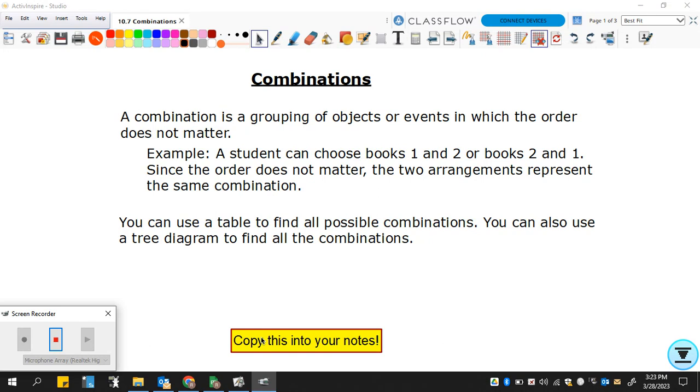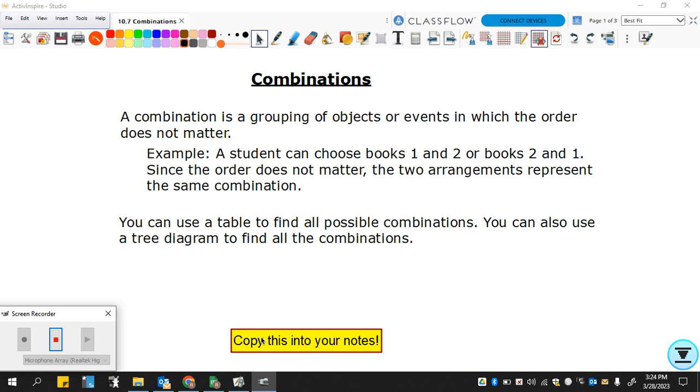We're going to be talking about combinations. A combination is a grouping of objects or events in which the order you group them in does not matter. For example, a student can choose book 1 and 2, or he can choose book 2 and 1. Since the order doesn't matter, the two arrangements are the same combination.